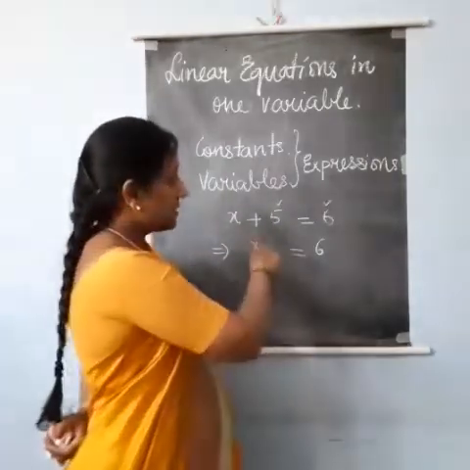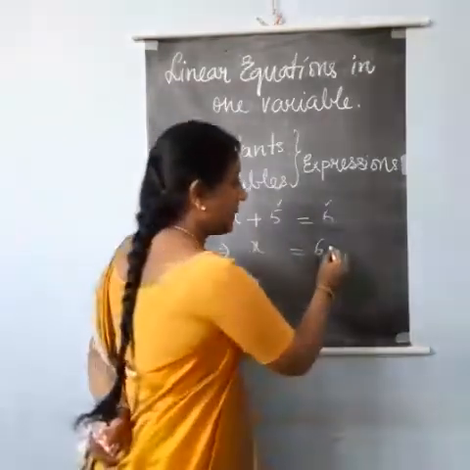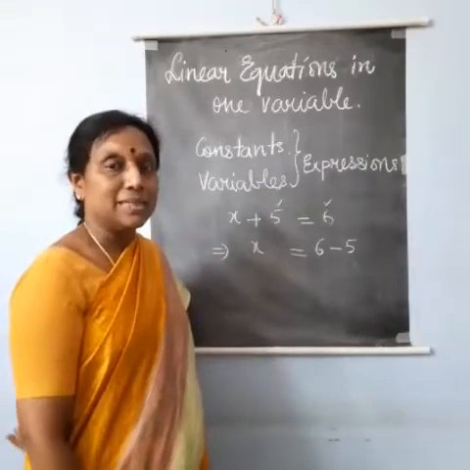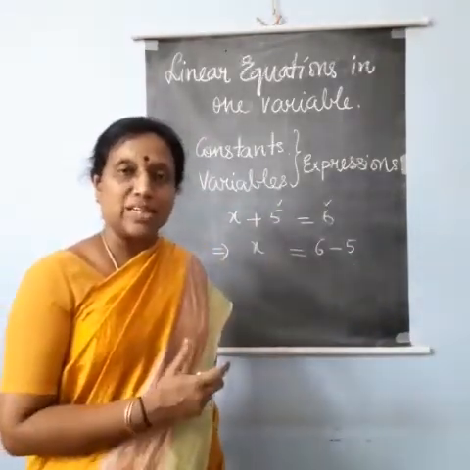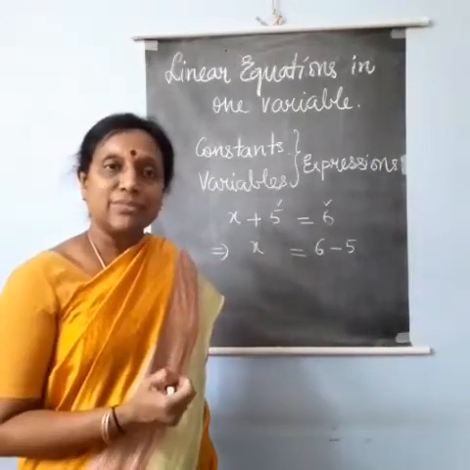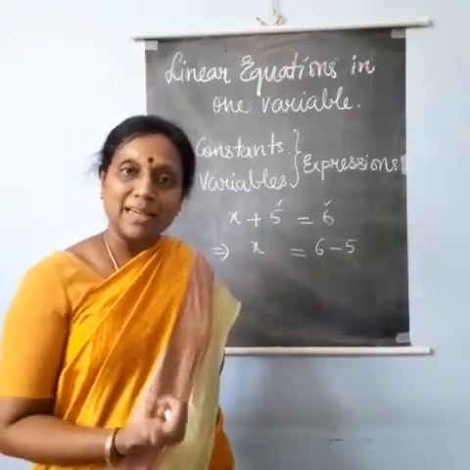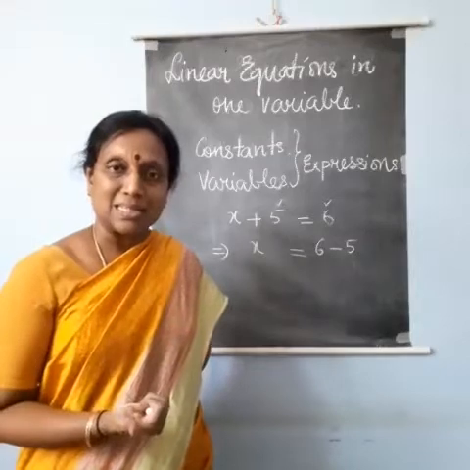Okay, so this plus 5, when you take it to the other side, it will become minus 5. You understand? Always you must remember that when we are transposing numbers or variables from one side of the equation to the other, if it is a positive value, when it goes to the other side, it will become minus. When it is minus, it will become plus.